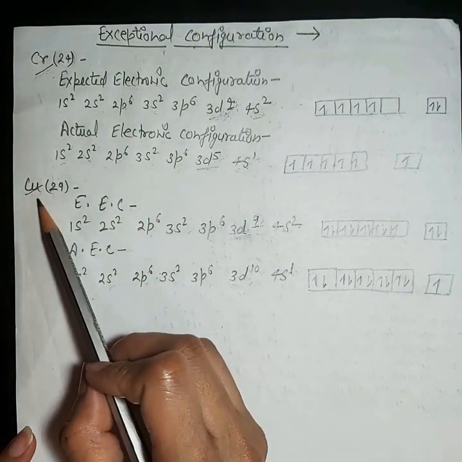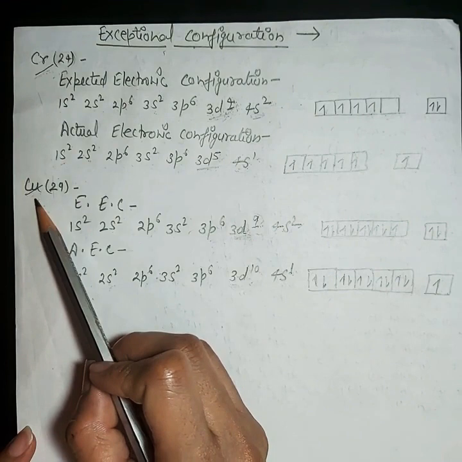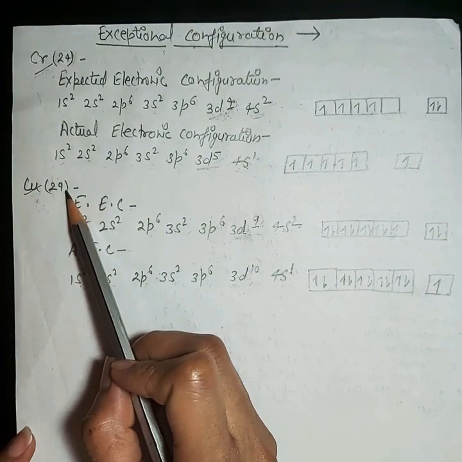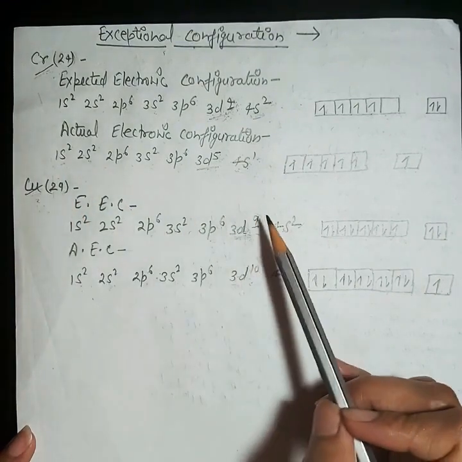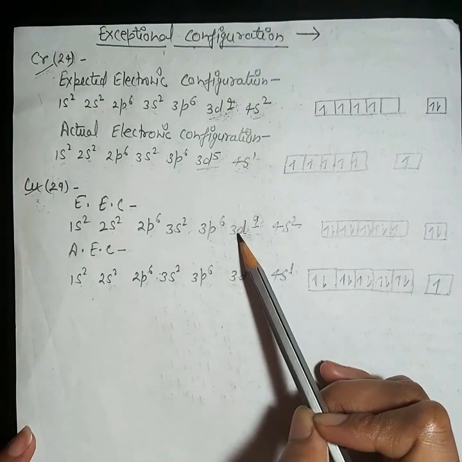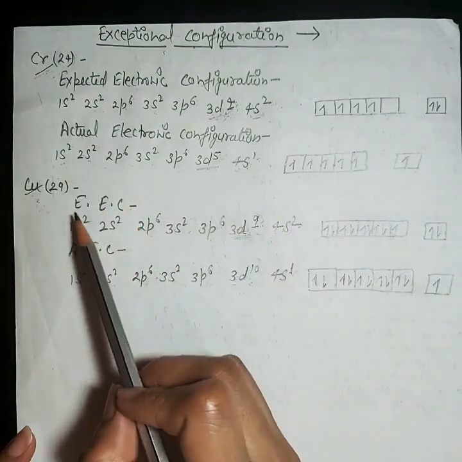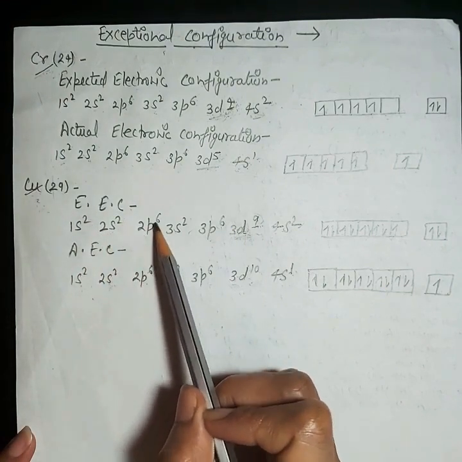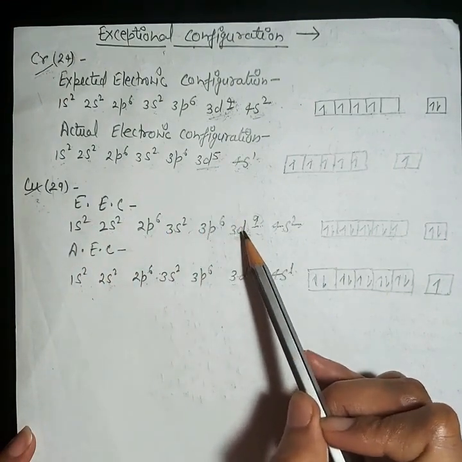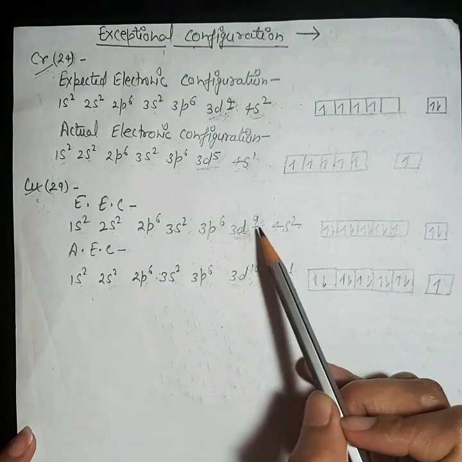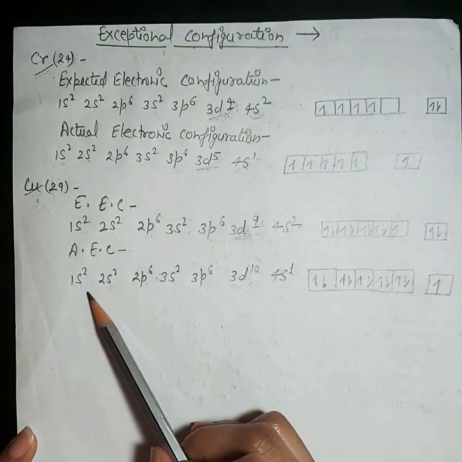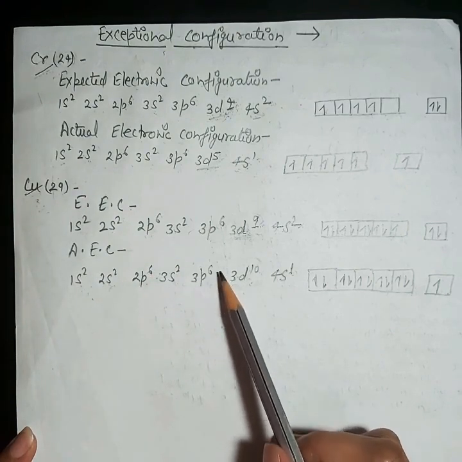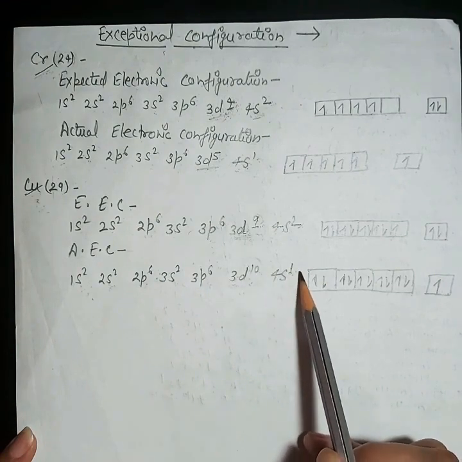Now if we talk about copper, copper has 29 electrons and comes after nickel, which has 28 electrons, and nickel has 8 electrons in the 3d subshell. So we are expecting this type of configuration from copper, which is 1s2, 2s2, 2p6, 3s2, 3p6, 3d9, 4s2. But actually it shows this configuration: 1s2, 2s2, 2p6, 3s2, 3p6, 3d10, 4s1.